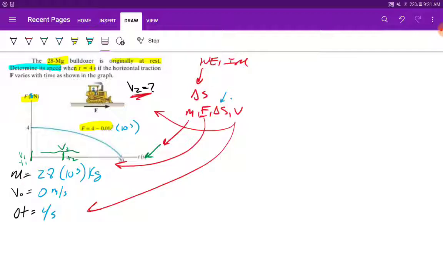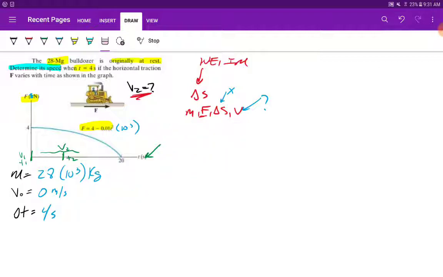The only way I could work this is if I figured out what S was, because I'm looking for my V, right? I'd have to figure out what S is to solve that equation and get my answer. So you'd have to do something with work energy to make it work. It's not to say that you can't do anything with it. It's just, let's try impulse momentum. All right, so go to impulse momentum.